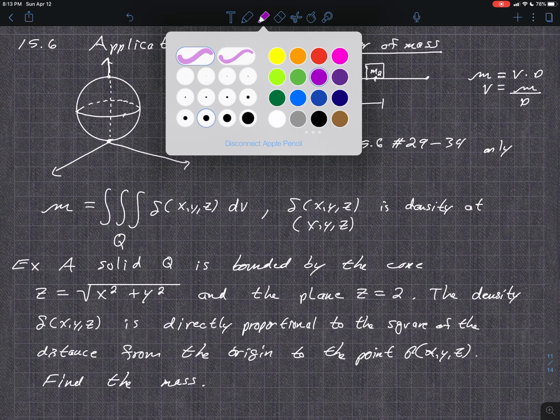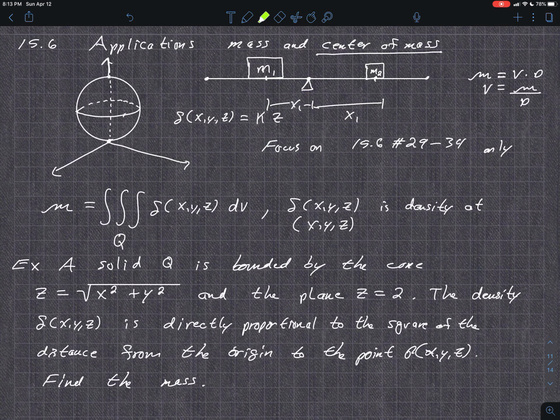So what I want you to look at are these problems in that section. In 15.6, look at 29 through 34. And that is calculating mass with a varying density.